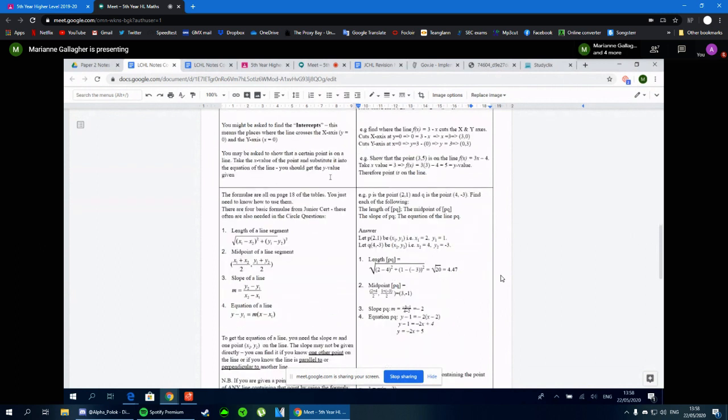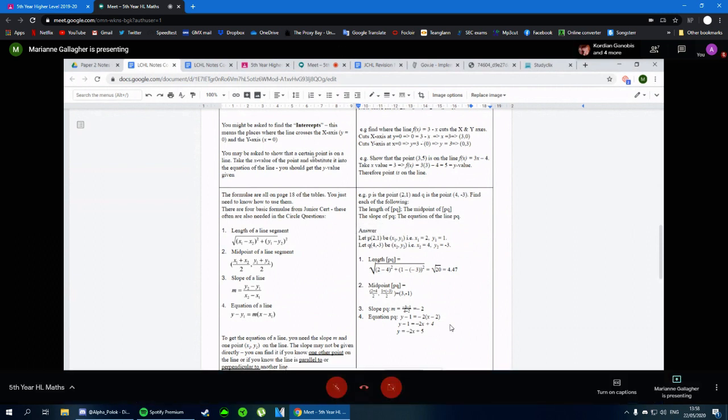Same thing with that one. If you're asked to find the intercepts, that's where it crosses the x-axis and the y-axis. So where it crosses the x-axis, y is 0. So you just sub in y is 0, and you find your value for x. Sub in x is 0, find your value for y. Is that okay?